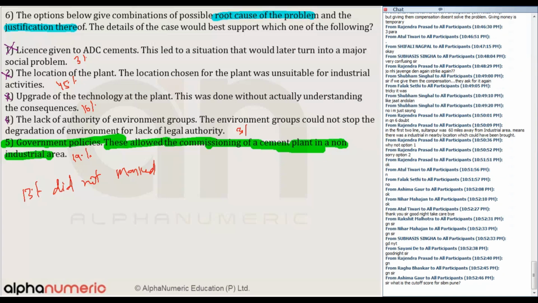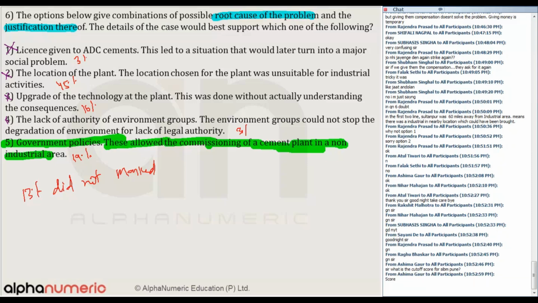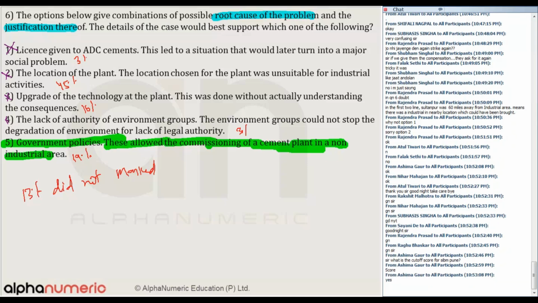SIBM Pune, I think last year there was no sectional cutoff. There was an overall cutoff of 98 something, 98%, for SIBM Pune. So it's difficult to guess the score. They do not disclose that, as you know.